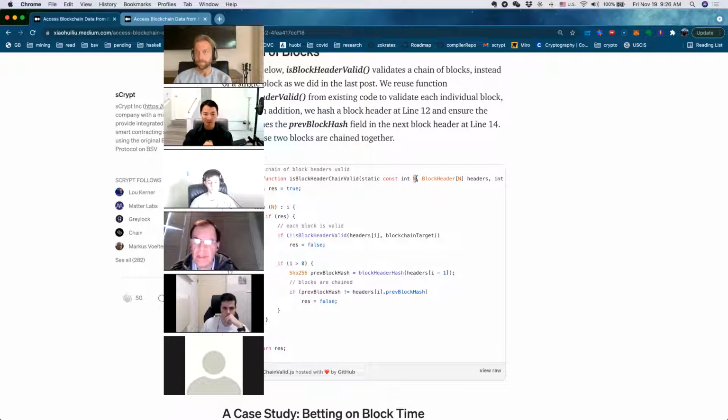But that becomes problematic. On testnet they still have small blocks, like from 10 years ago, but mainnet now has like 2 gigabyte blocks, even more. So we can't do this anymore.